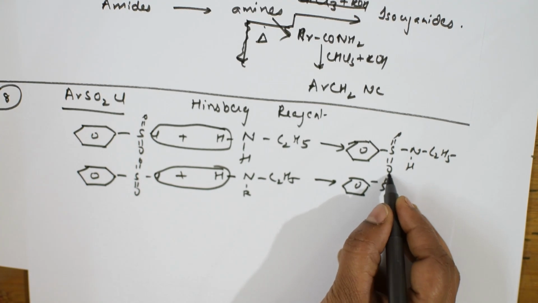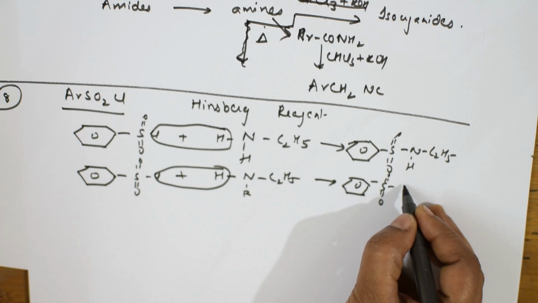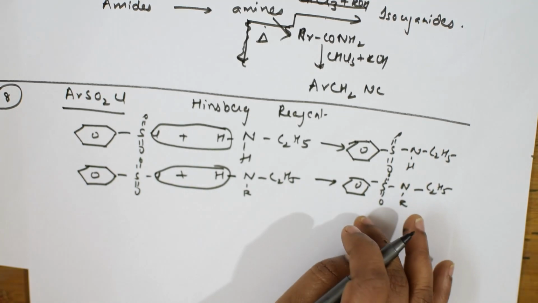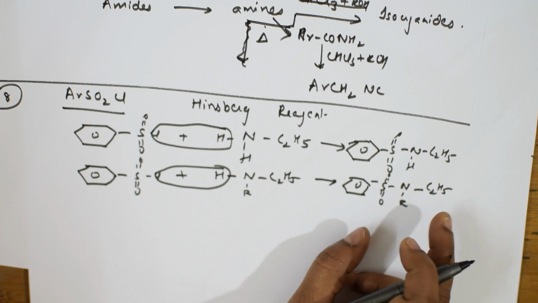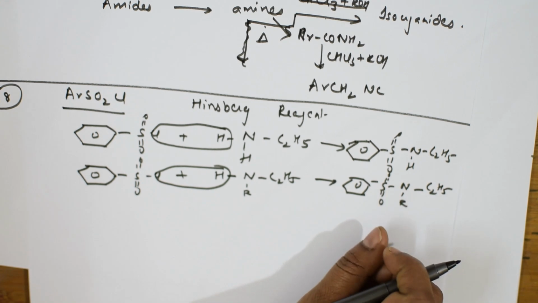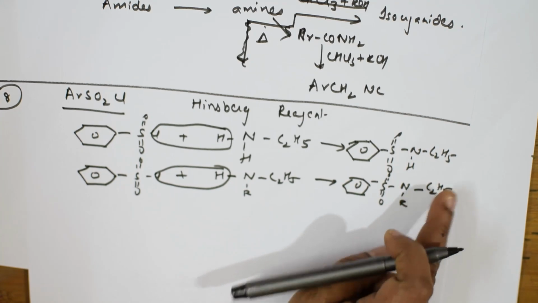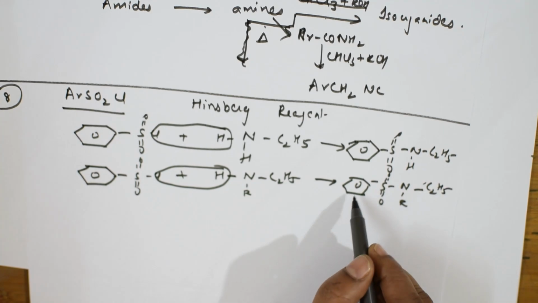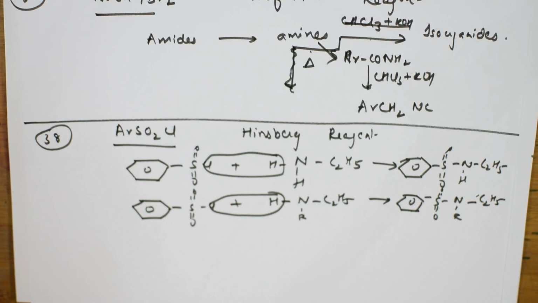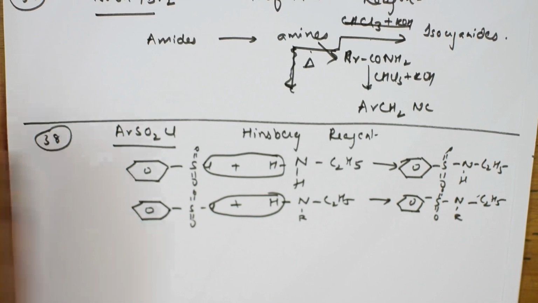In this case, the product is the benzene ring with SO2 and N(C2H5)2. What is the name of this? N,N-diethyl benzene sulfonamide. Two alkyl groups are there, so N,N-diethyl benzene sulfonamide is one more. So this is what you get with Hinsberg reagent.